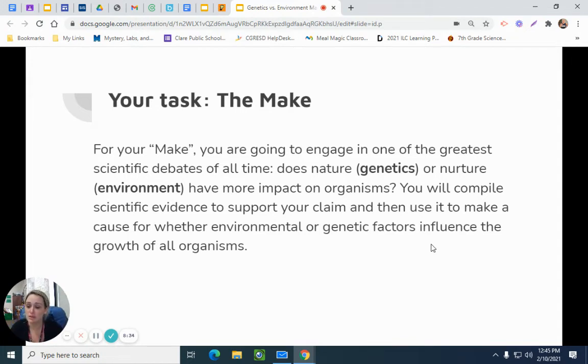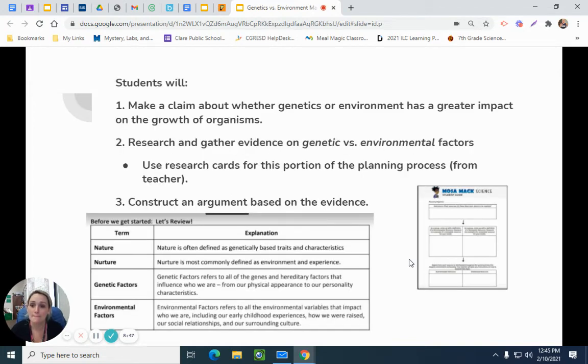And so when we say nature, we're talking about genetics, and nurture, environment. So you're going to compile some scientific evidence to support a claim. And I have some outlines to help you do that, so don't be overwhelmed. You're going to make a claim. I'm going to give you a topic. You'll make a claim about whether genetics or environment has a greater impact on the growth of organisms.